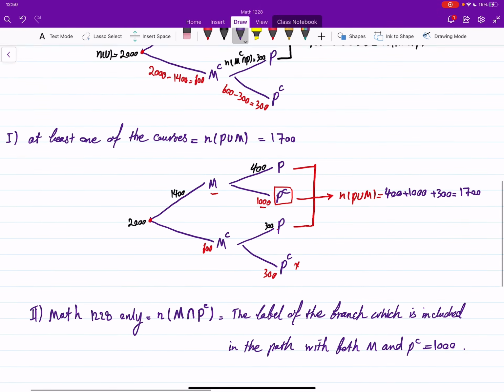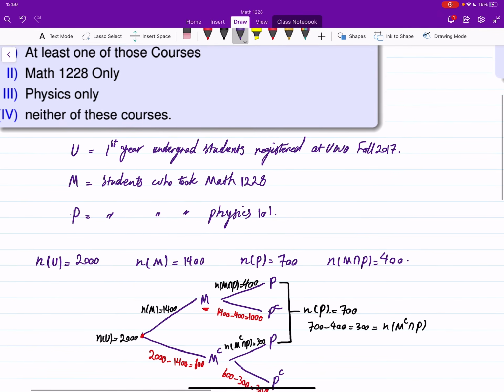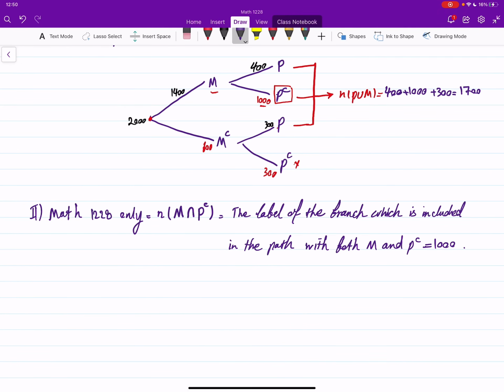Okay. The third part is physics only. Well, the same story goes here. Physics only means N of physics and not math. And in this case, the same counting rule applies here. We have this branch here, so the label is 300.